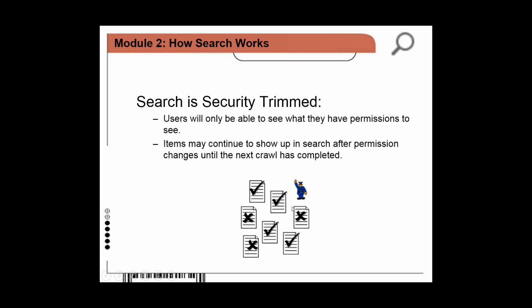Now, after you've locked down that content, a user might find it for a while in search. If they click on it, they will get access denied. But be aware that just being able to see the file name or the little abstract that is created by search might tell them more than they need to know.